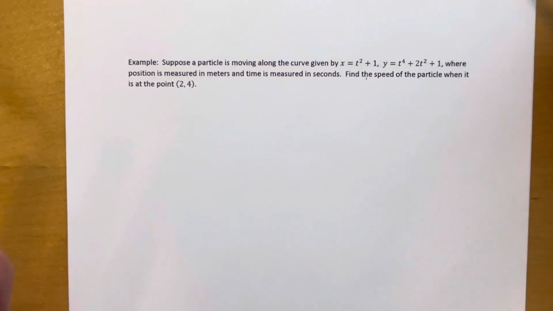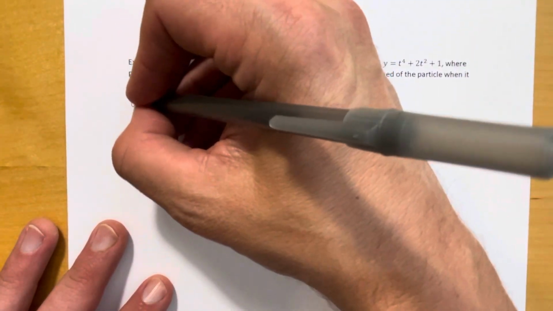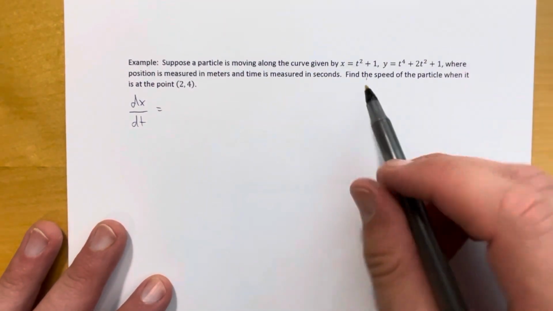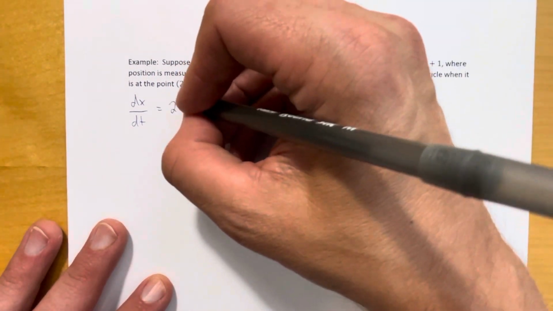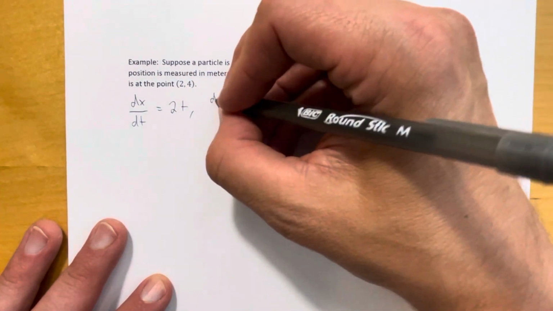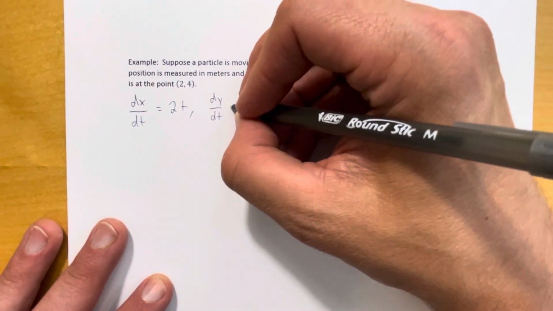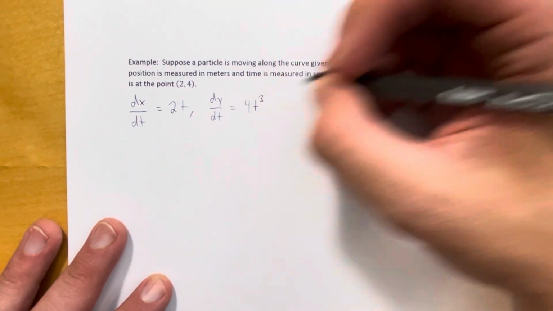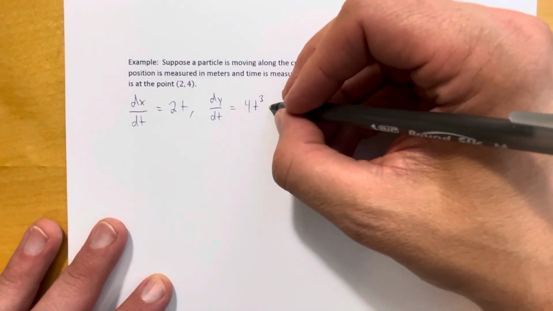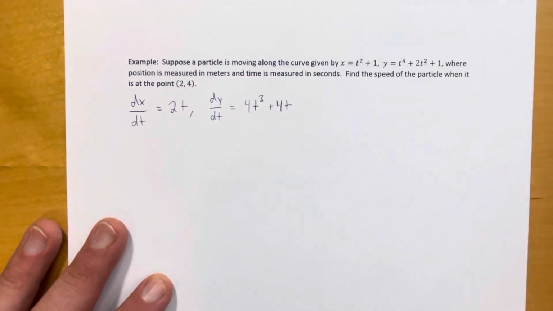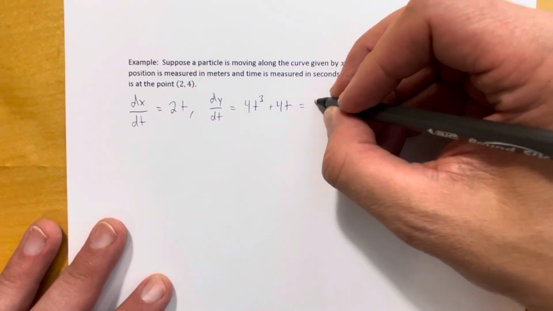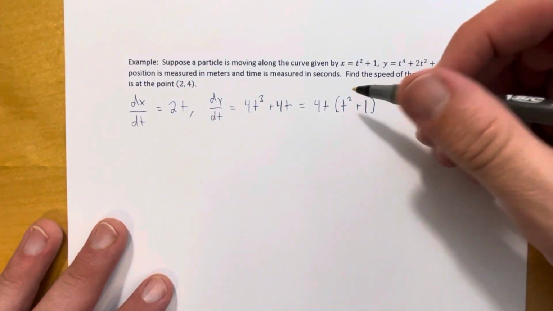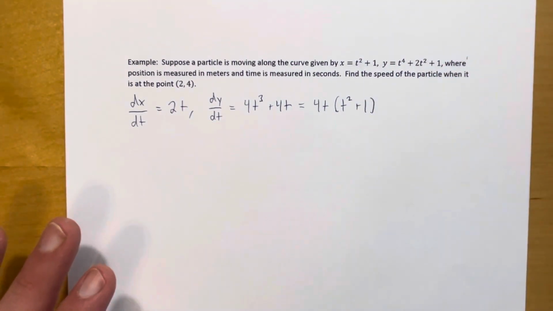Okay, so what did we need for this one? We needed dx/dt and dy/dt. So dx/dt looks like it would just be 2t. dy/dt we're going to get from that. That would be equal to 4t cubed plus 4t. And to me, that looks like something that just wants to be factored. So I'm going to write that as 4t times (t squared plus 1). You can get away without doing that. It's potentially helpful to do that.